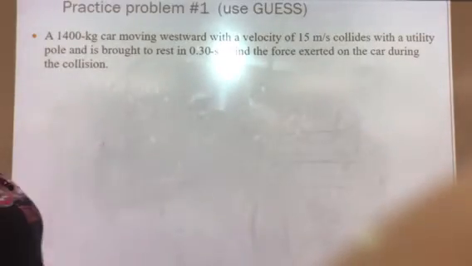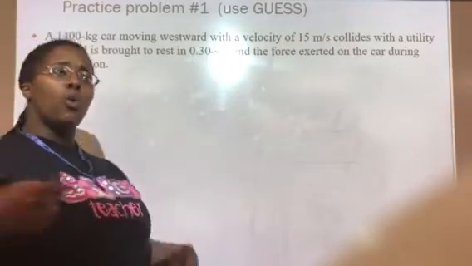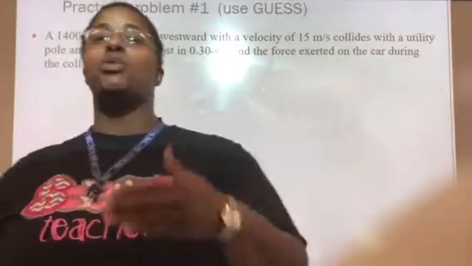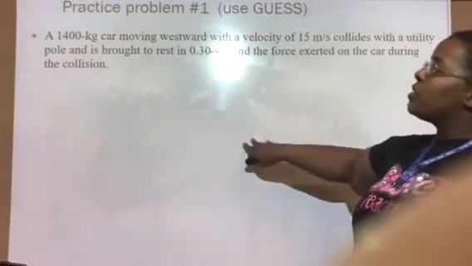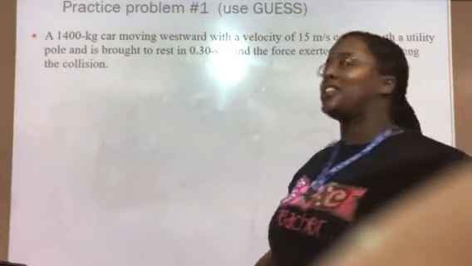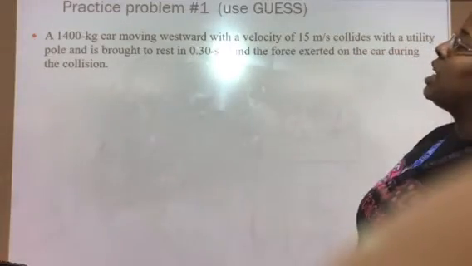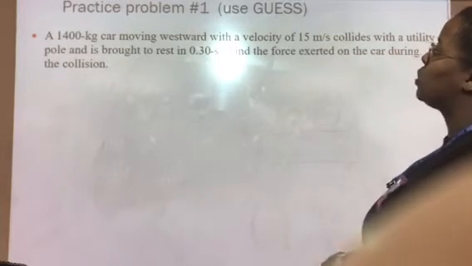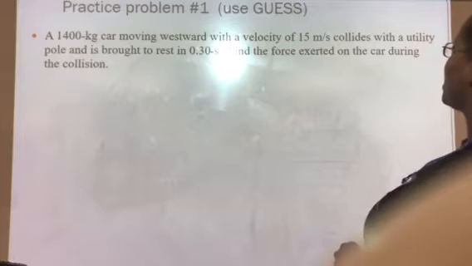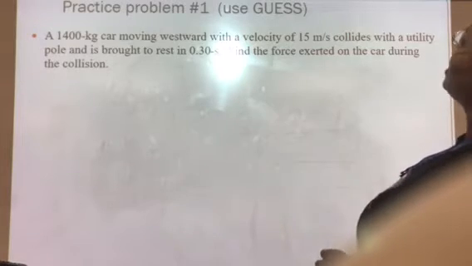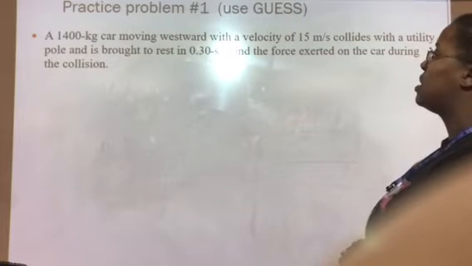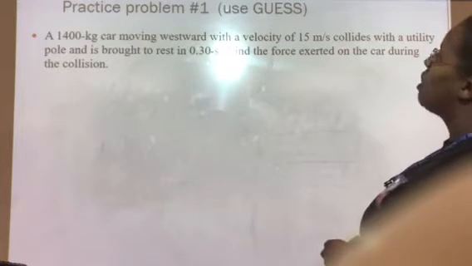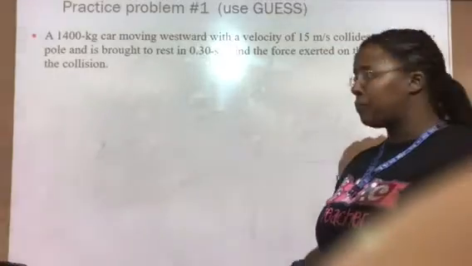Here's a practice problem as we're moving through pages 195, 196, and headed toward the end of chapter 6 in your textbook. So this is one of the first problems that's going to pop up, and I'll read it to you. We have a 1,400 kilogram car moving westward with a velocity of 15 meters per second. It collides with a utility pole and is brought to rest in 0.3 seconds. Find the force exerted on the car during the collision.